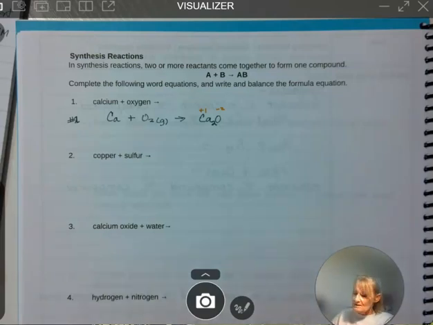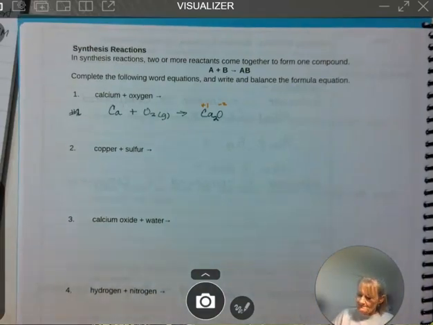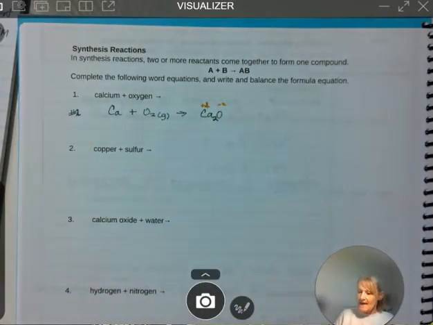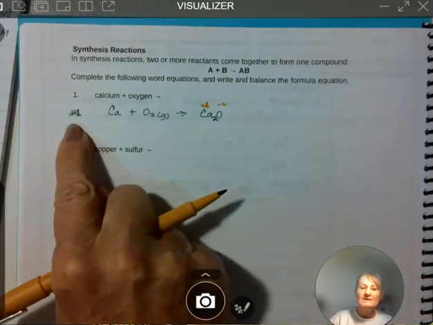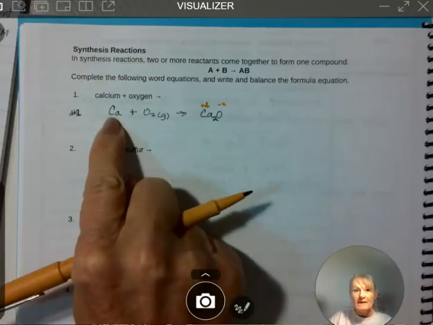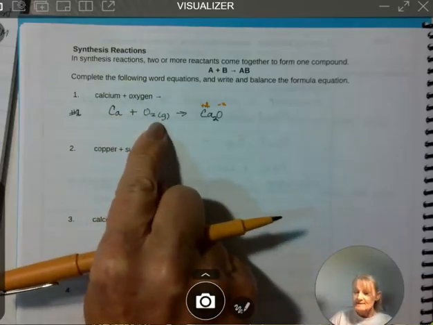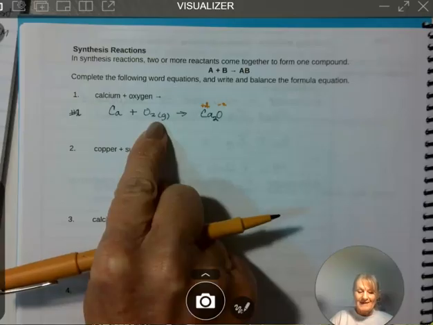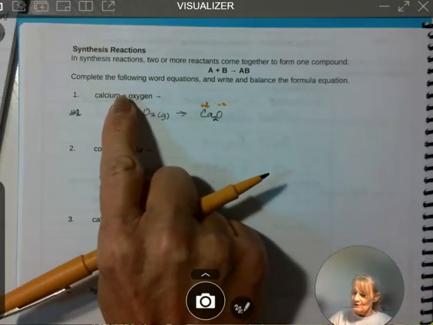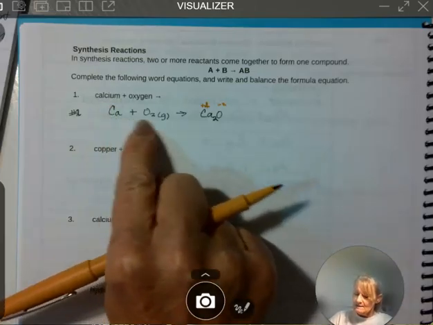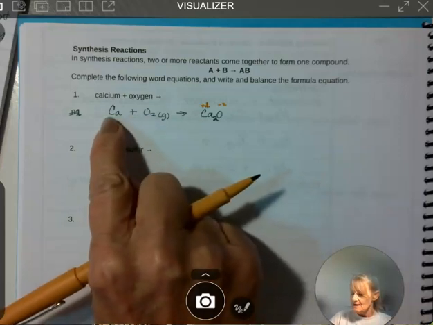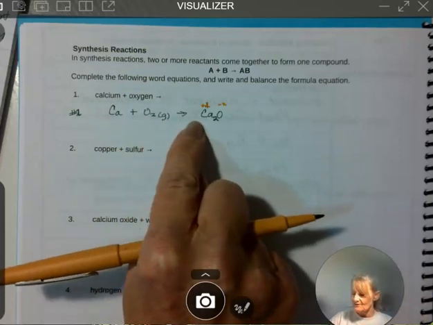Okay, let's get started on our problems. So let's just look at what we have. The first one is going to use rule number 2 because we have a metal plus oxygen. So this is going to form that metallic oxide that we had looked at. You'll come back and write the name of it up here, but you might want to do the reaction first and then write the name.